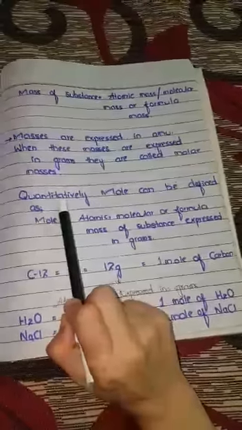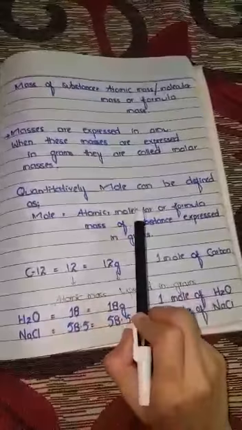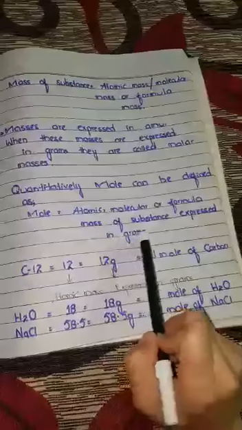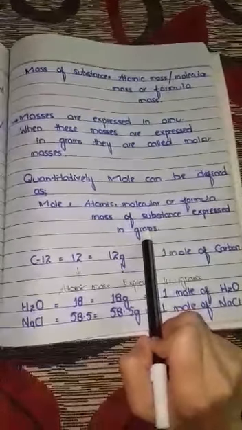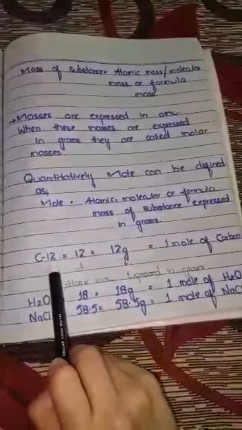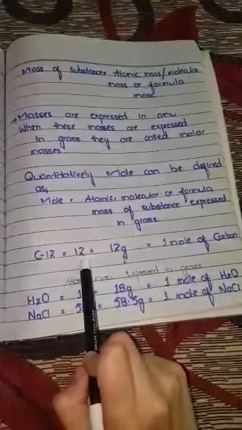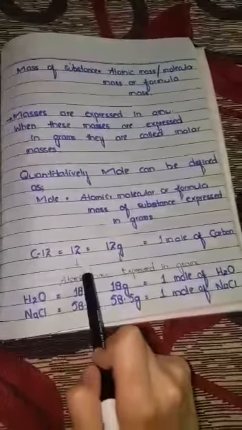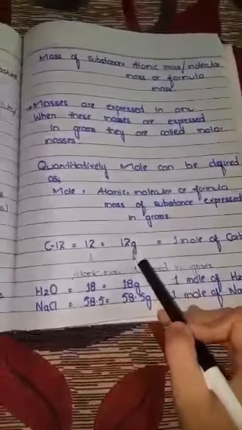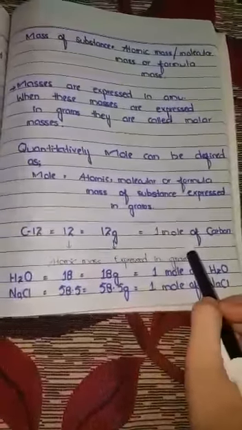Now, quantitatively, mole can be defined as the atomic, the molecular or the formula mass of a substance that is expressed in grams. Let's have a look at this example. Carbon 12, an isotope of carbon. The atomic mass of this carbon 12 is 12. So, if this atomic mass is expressed in grams, it will be 12 grams. Now, this 12 grams means 1 mole of carbon atoms.